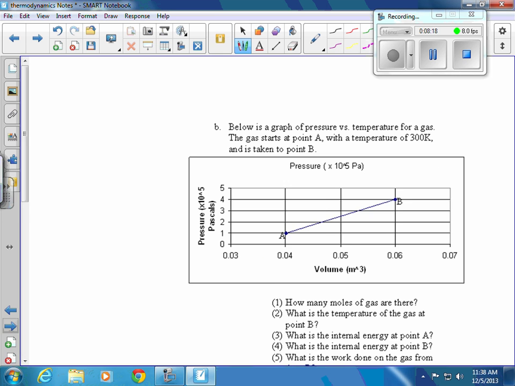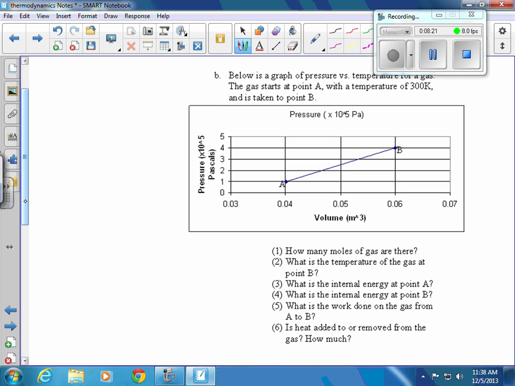Now, this example is long and involved, and it's going to seem kind of confusing, but we're going to practice these a lot, and I think by the end you're going to find you're pretty good at these. All right, so we have a graph of pressure versus temperature for a gas. It starts down here at point A, where the temperature is 300. It's taken to point B. I don't know the temperature up there. Maybe I can find it.